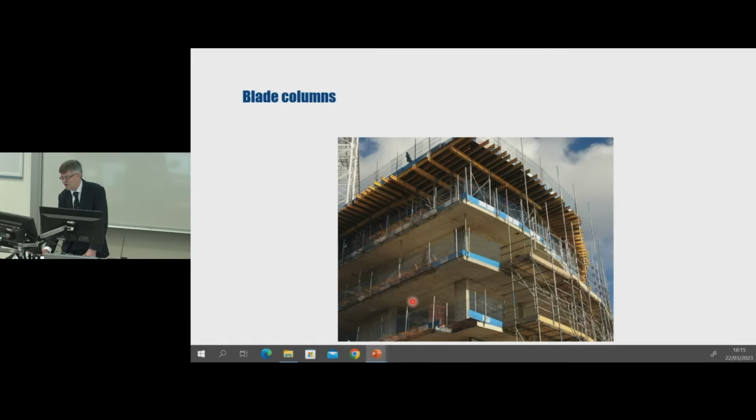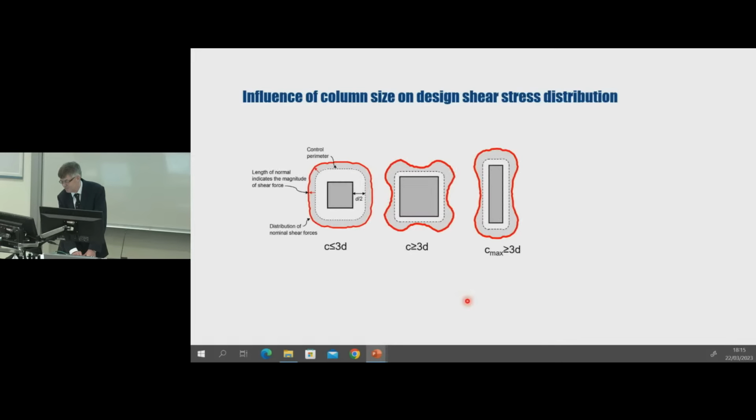A common design problem is that of assessing punching shear failure at elongated or blade columns. These are often used in residential apartments because they can easily be hidden in walls, unlike square columns with the same cross-sectional area. This slide shows that the through-thickness shear force tends to concentrate around the corners of large columns and elongated columns. So Model Code 2010 deals with this problem by neglecting the part of the control perimeter that's further than 1.5D from the column corners.